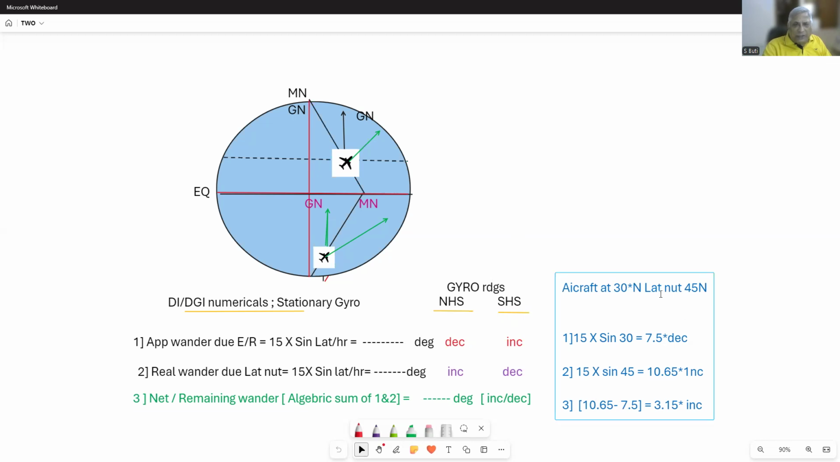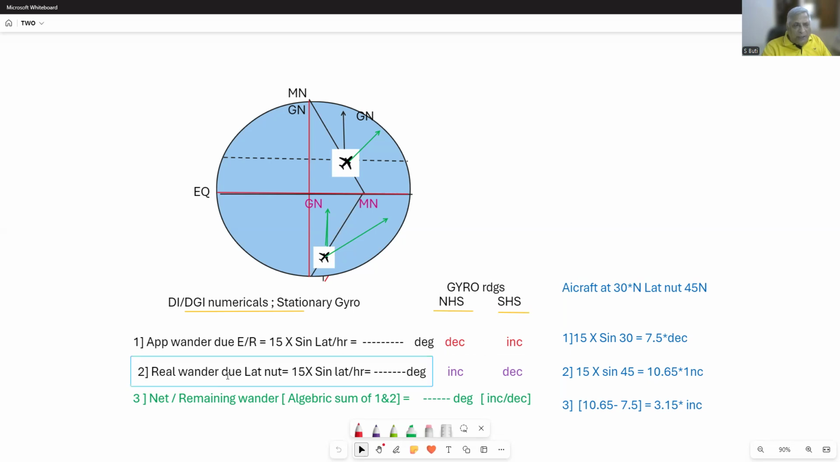Let's take this case. Aircraft is at 30 north, but the latitude nut has been set at 45 north. Why should you do it? Don't do it. It's only a theoretical question. If your aircraft is at 30 north, there's no reason why should you set the latitude nut to 45 north. Okay, mistake has been made. Now what will happen? Apparent wander due to Earth rotation will be 15 into sine 30 degrees, and write down 7.5 degrees.